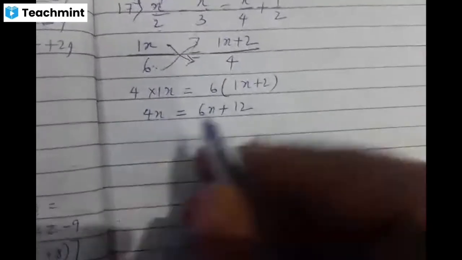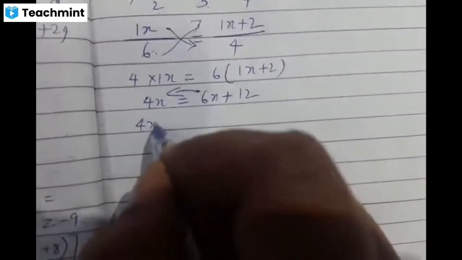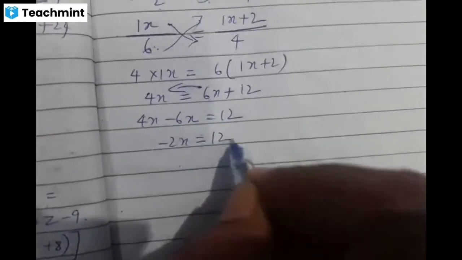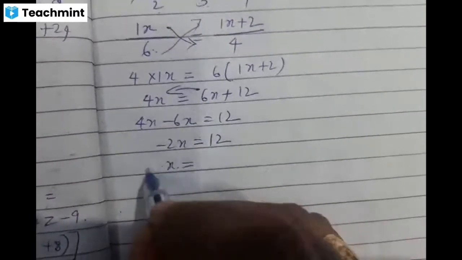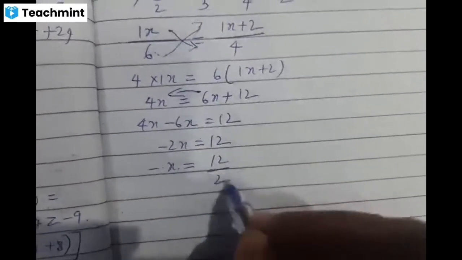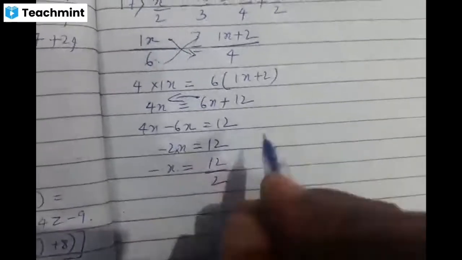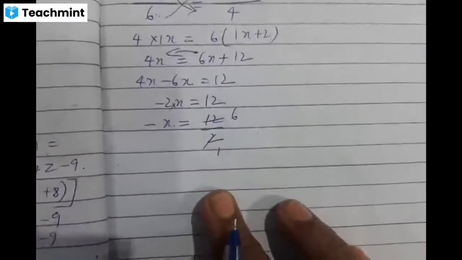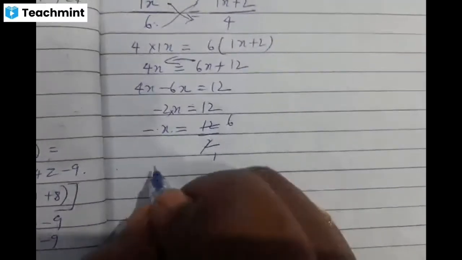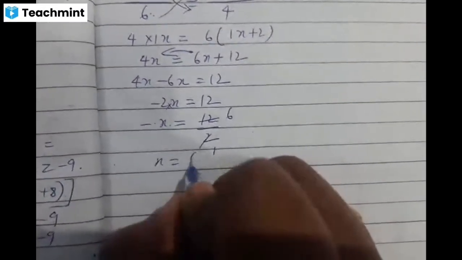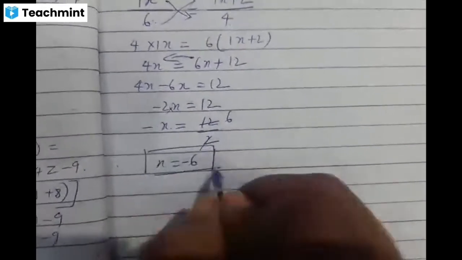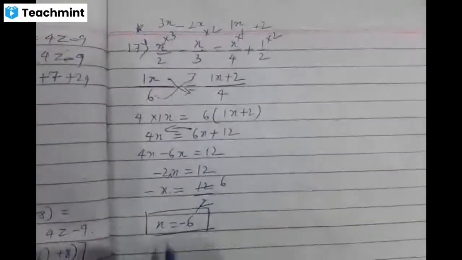Now you can group the like terms by taking 6x to the left hand side. 4x minus 6x is equal to 12. Minus 2x is equal to 12. And then x is equal to 12 divided by 2, because the 2 multiplying on the left, if I take it to the right hand side, it becomes divided by 2. 2 sixes are 12. Now you have x is equal to minus 6. Therefore, now you got the value of x, children.